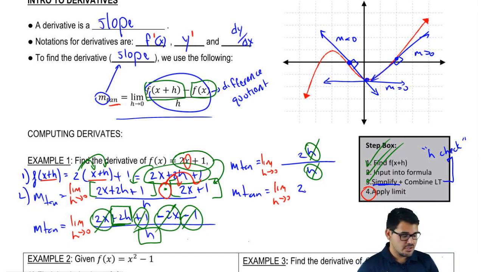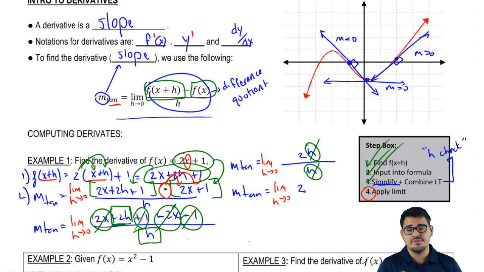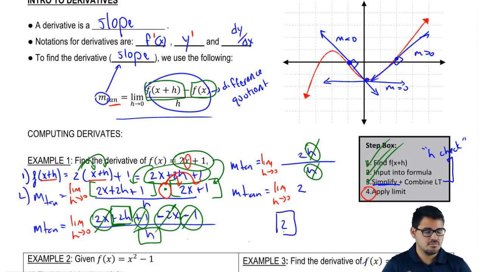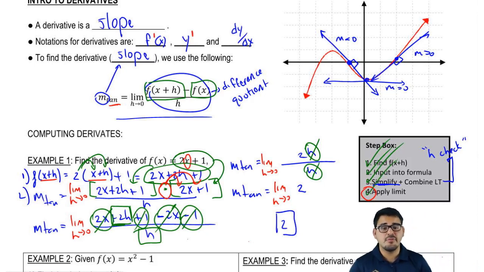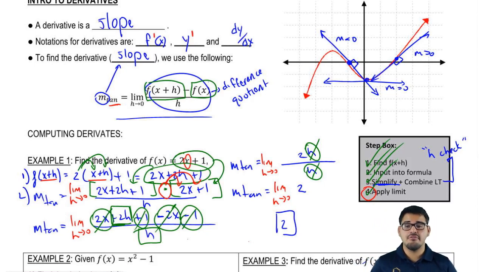Of just 2. So now here, I am ready to apply the limit, and I'm going to input a 0 into every h. But guess what? I have no h's left. So when I compute the limit, I am just going to get 2. So I am done my last step, and I have applied the limit. Therefore, my derivative of f of x equal to 2x plus 1 is equal to 2, which means the slope of this line is equal to 2.